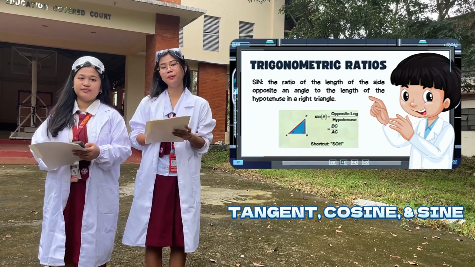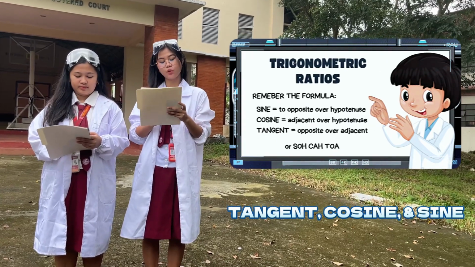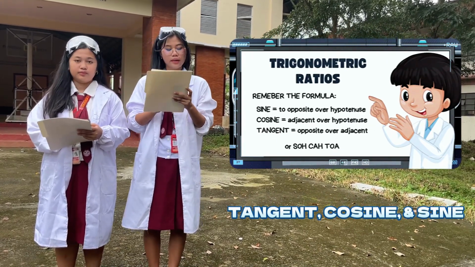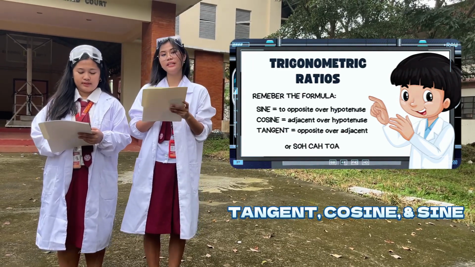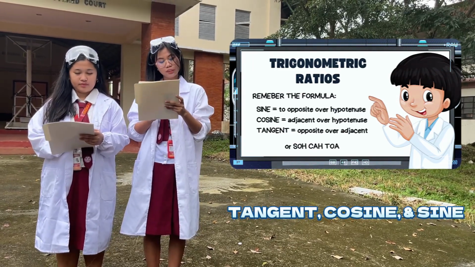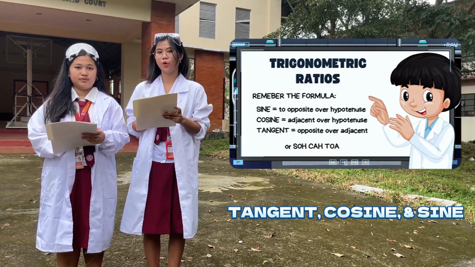In short, just remember the formula: sine is equal to opposite over hypotenuse. Cosine is equal to adjacent over hypotenuse. And lastly, tangent is equal to opposite over adjacent, or SOHCAHTOA.